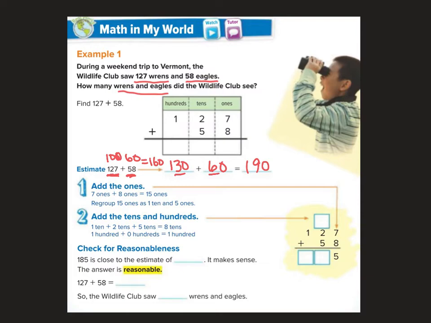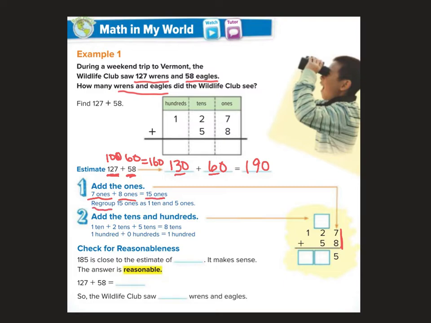So here we go. Now we're going to find the actual answer. So we're estimating to make sure that our actual answer makes sense. It's kind of a good check. So first we're going to add the ones. We always start in the ones place. 7 and 8. 7 ones and 8 ones make 15 ones.